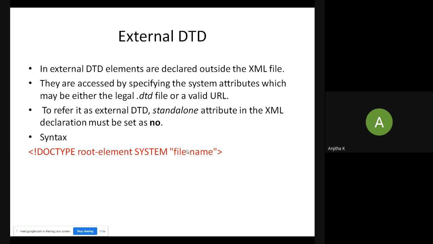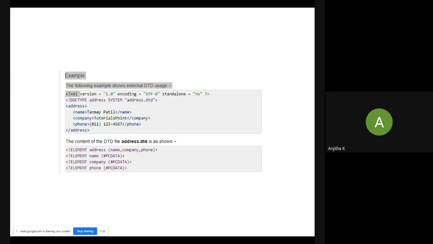The definition type file should be imported into your XML document. If it has to be imported, you have to specify that file name. The file path should be specified. So this is the syntax of external DTD. See, it will be 2 files. See, this is a file, this is an XML file. Okay, XML version given, encoding, standalone equal to no. That means here we are using external DTD.